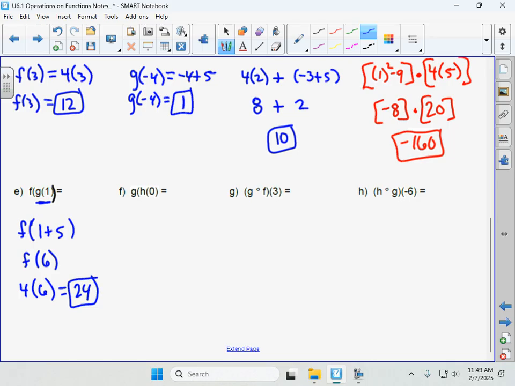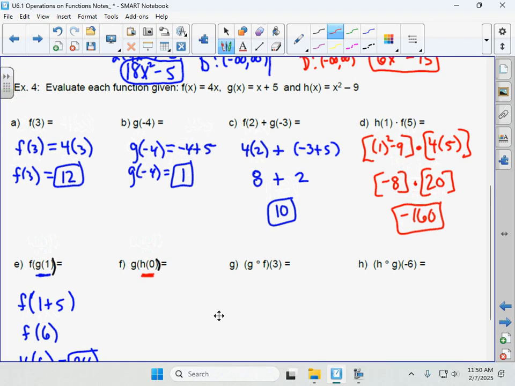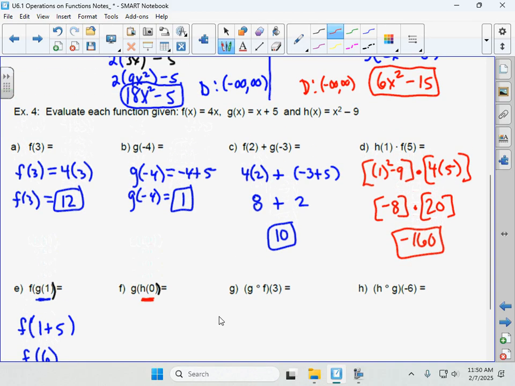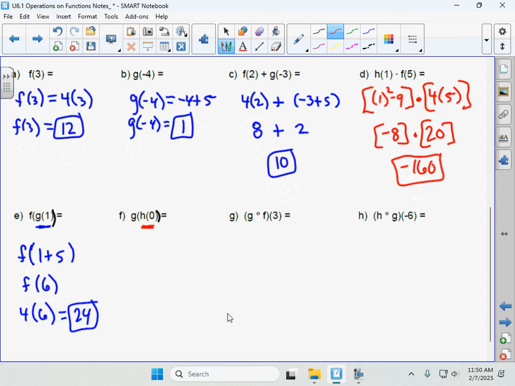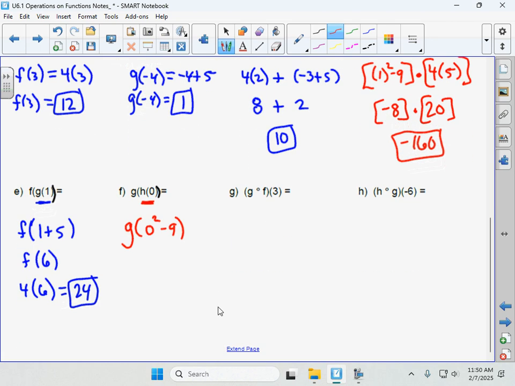All right, find g of h of 0. Okay, so again, should be another parentheses on that. So we're first going to find what h of 0 is. All right, so plug 0 in for x in the h function. All right, so that's x squared minus 9. So we have g of 0 squared minus 9. Okay. So we'll simplify that down. 0 squared is 0, 0 minus 9 is negative 9.